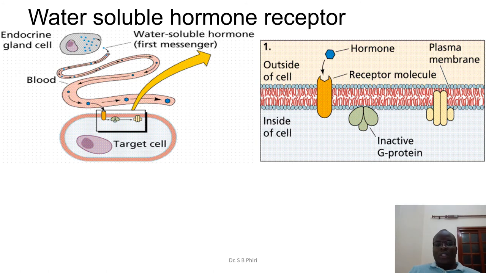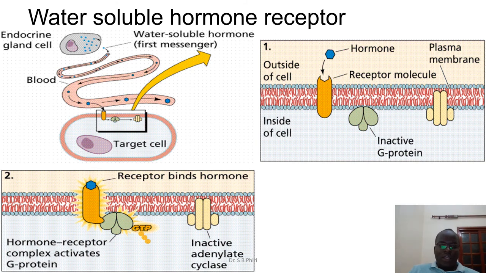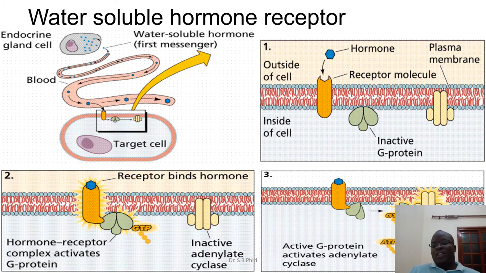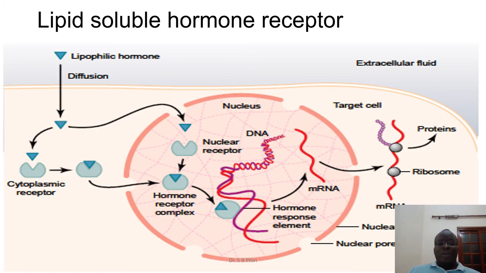It's the same here. The hormone is going to bind the receptor, activating the G protein. The G protein was in an inactive state. Once there is interaction, there will be activation, then they will go and activate other enzymes. You can see in step two, the receptor and hormone complex has been formed, activating the G protein. Then the inactive adenylate cyclase enzyme will be activated. This enzyme will convert ATP into cyclic AMP. The cyclic AMP will cause other reactions because there are enzymes that are dependent on cyclic AMP that will be activated, to bring about cellular response.